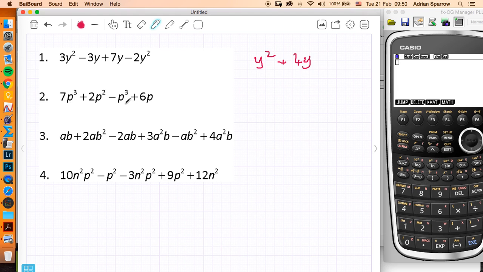P cubed and minus p cubed is going to give me 6p cubed, so that's that one and that one. 2p squared and 8p's. Well, I can't put these two together, and there's nothing I can do with this and nothing I can do with this. Let's just write those out as they are. So that becomes 2p squared and 6p. Sometimes that will happen.